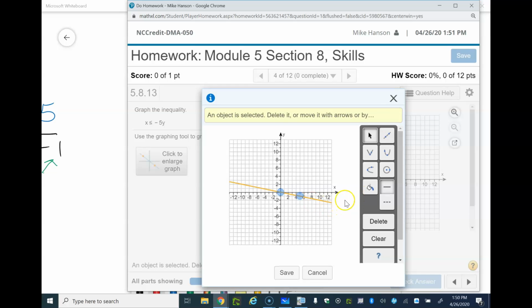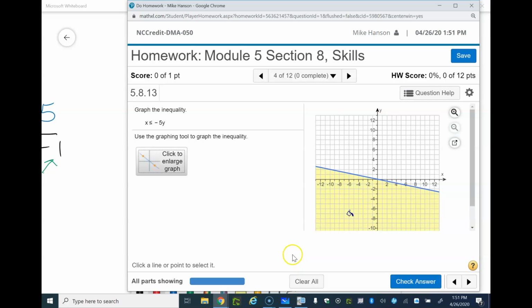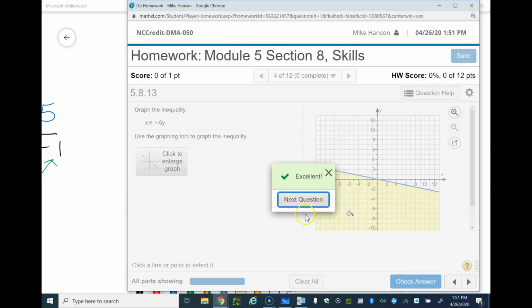And because it's less than, this is considered to be the greater side of the line, and this is considered to be the lesser side. So I'm going to go to this little bucket, click it, and then shade, and it fills in the shaded area for you to represent less than. So we check answer, and we got it right. So let's do another example.